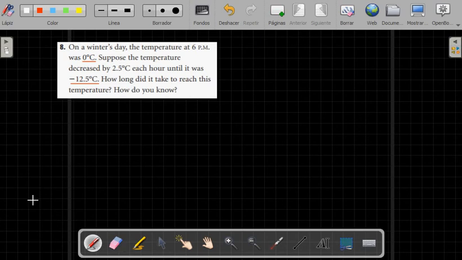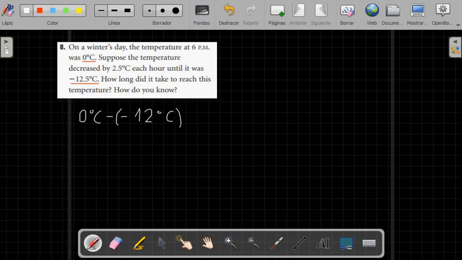And for that, we need to subtract. What are we going to subtract? The highest temperature minus the final temperature, or the lowest temperature. Siempre yo recomiendo restar la mayor de la menor.